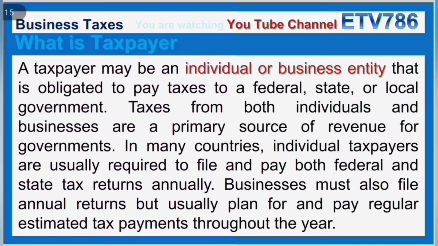What is taxpayer? A taxpayer may be an individual or business entity that is obligated to pay taxes to a federal, state, or local government. Taxes from both individuals and businesses are a primary source of revenue for governments. In many countries, individual taxpayers are usually required to file and pay both federal and state tax returns annually. Businesses must also file annual returns but usually plan for and pay regular estimated tax payments throughout the year.